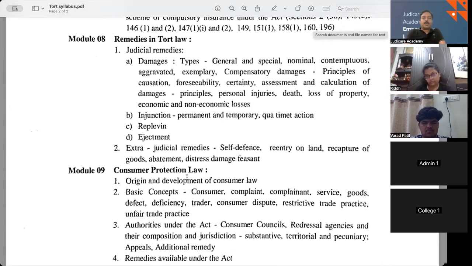Remedies in tort law. This will be quick and fast because we have gone through a lot of things. A lot of things are repeating in tort. And then we'll do after that chapter 9, which will complete your whole syllabus of consumer protection law. I might go a bit little further than 10 o'clock today. Hope this is okay with both of you.